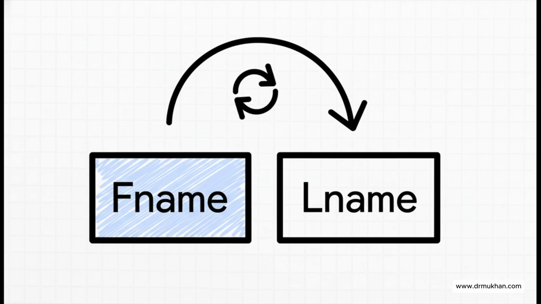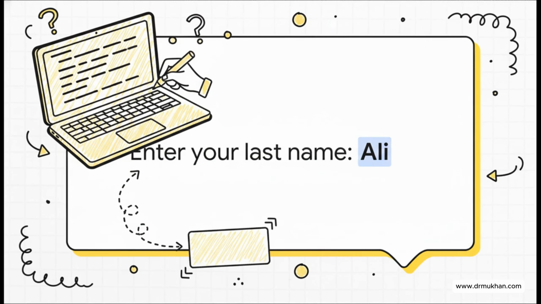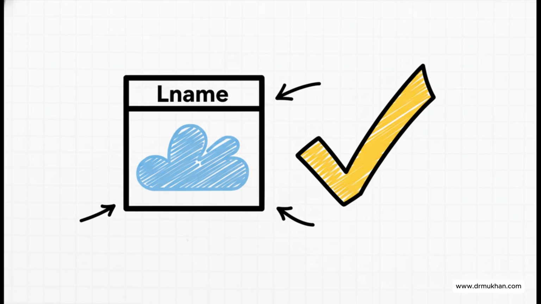Now let's grab the last name. We're going to do the exact same thing, but this time for a variable we'll call lname. So the program asks again, and this time the user types in their last name, Ali. Awesome. Now the lname variable is holding Ali.